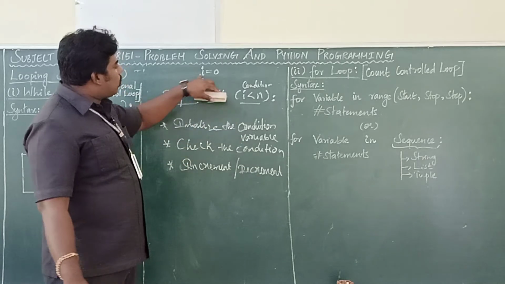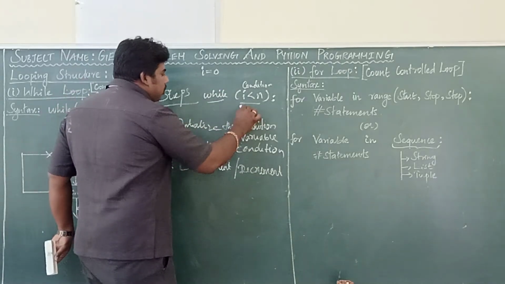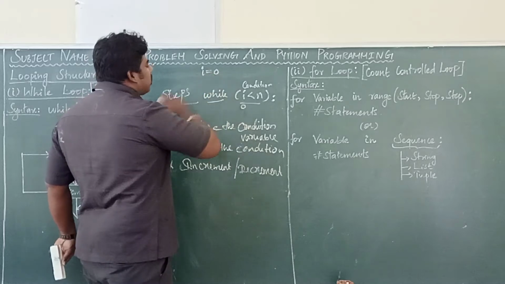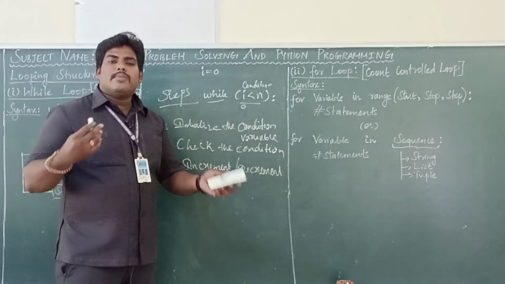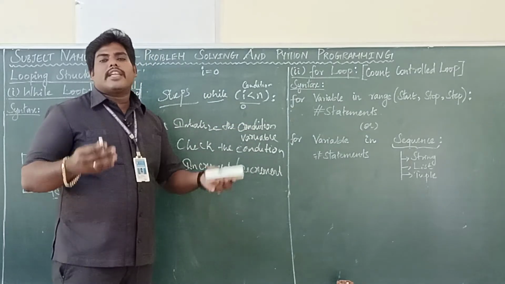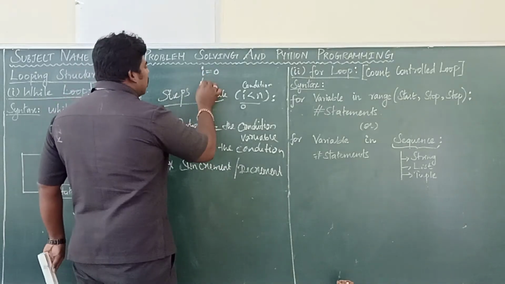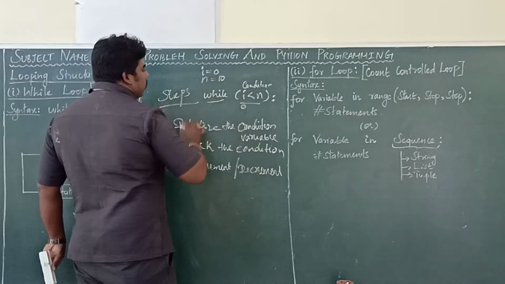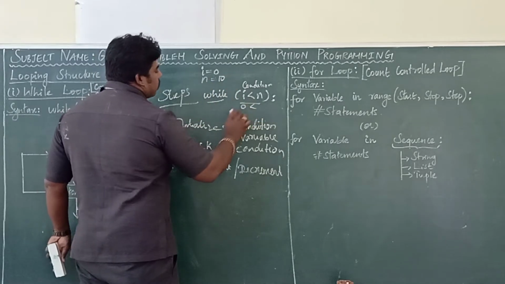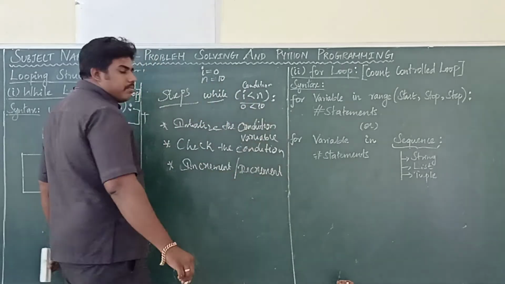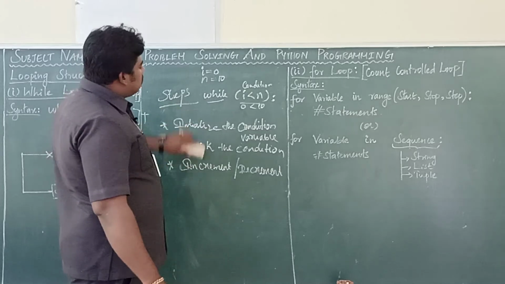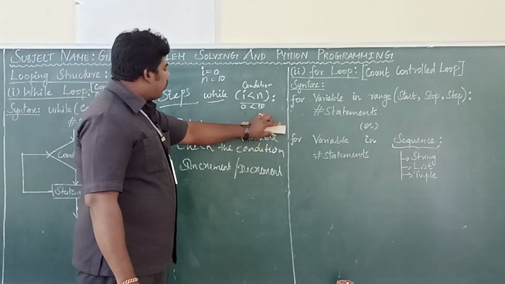Suppose i equal to 0. So this value is 0. Suppose the i value isn't set, the while loop will fail. It doesn't know where it wants to start. So first initialize the conditional variable. Then n equal to 10. Now the condition will work. 0 less than 10. Is it correct? Then the first step is over.